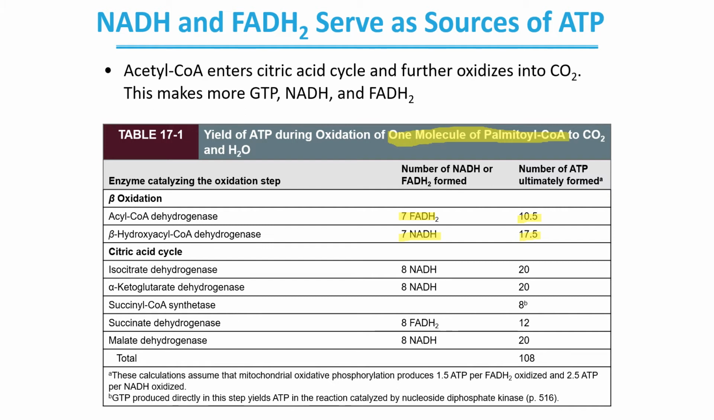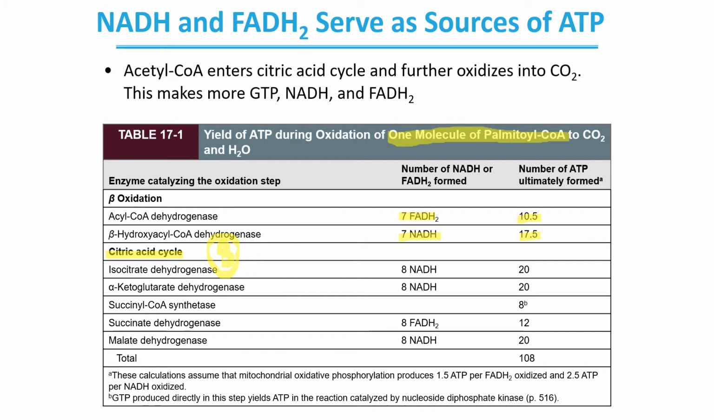Apart from these 7 FADH and 7 NADH, we saw in the previous slide that we got 8 acetyl-CoA molecules. Now these 8 acetyl-CoAs are going to enter the citric acid cycle, and you'll probably have to open up the citric acid cycle and check what happens to the 8 acetyl-CoA molecules in the citric acid cycle. To cut the long story short, in the citric acid cycle, when every acetyl-CoA is oxidized, we get 3 NADH and 1 FADH molecule plus 1 ATP.